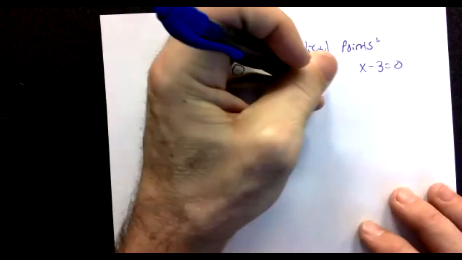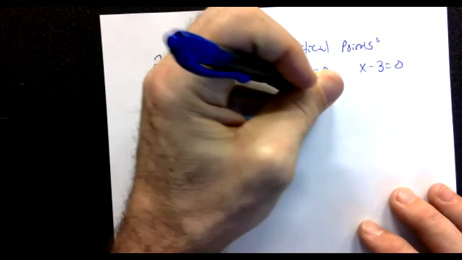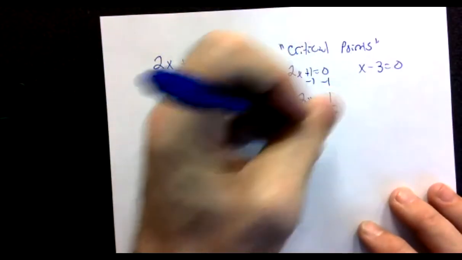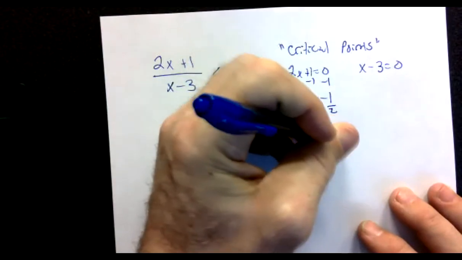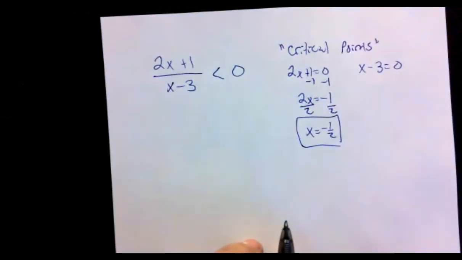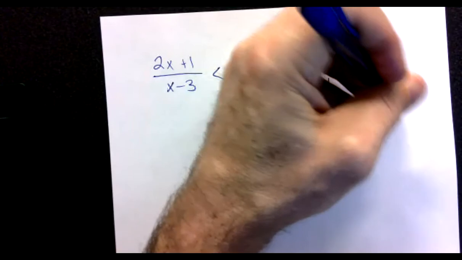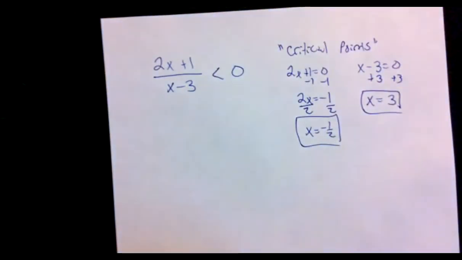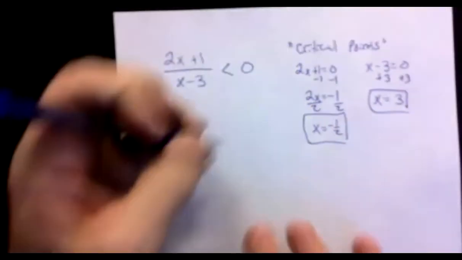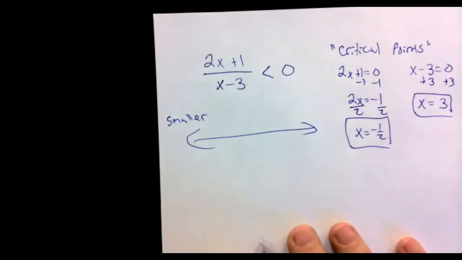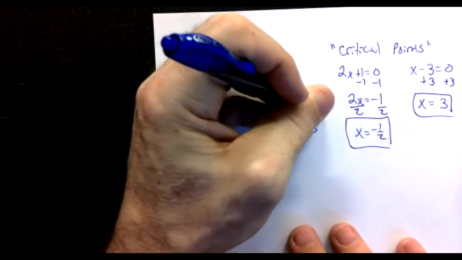So if we solve, subtract 1 from both sides, 2x equals -1. Divide by 2. x equals -1/2. Add 3 to both sides. x equals 3. So again, this generates my critical points. So on a number line, remember the smaller numbers go to the left. Your bigger numbers go to the right.